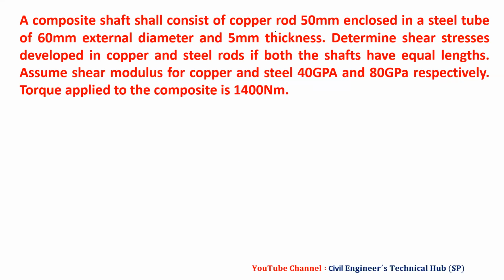A composite shaft of copper rod 50 millimeter is enclosed in a steel tube of 60 mm external diameter and 5 mm thickness. So the rod is 50 millimeter, and over this we have 5 mm thickness. So the internal diameter is exactly 50 and the external diameter is 60. The internal diameter is the same as that of the solid shaft, so this will be 50.